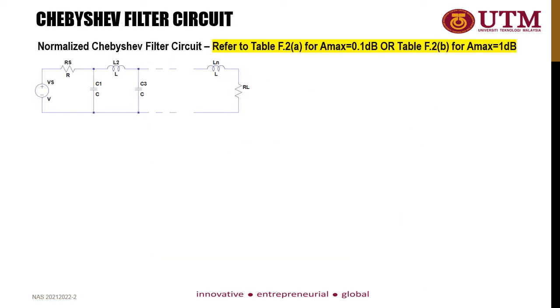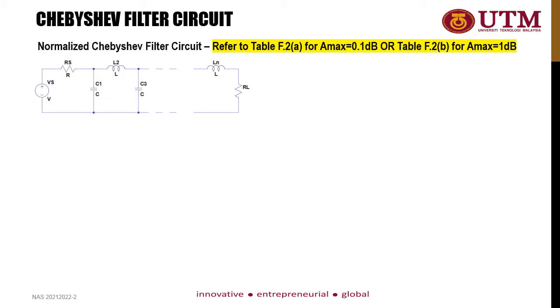As mentioned earlier, this is the general sequence of the filter circuit. So you need to refer to table F.2a or F.2b. These two tables are basically for different Amax values. F.2a represents the circuit for Amax equal to 0.1 dB, while F.2b represents the circuit values for Amax equal to 1 dB. So you need to refer to the correct table.